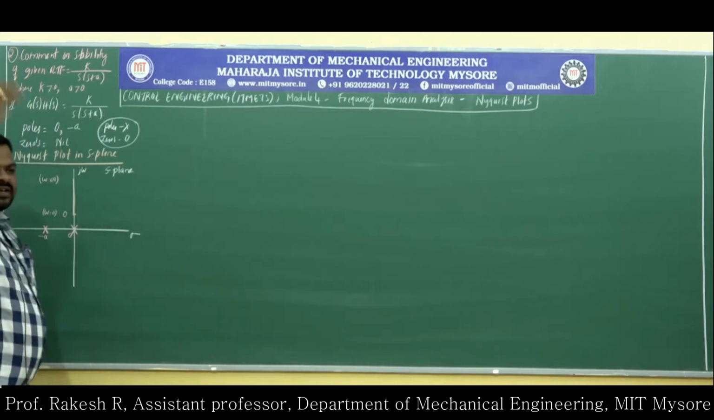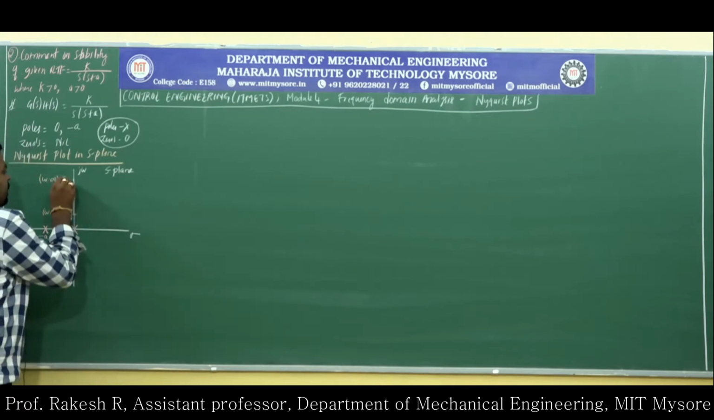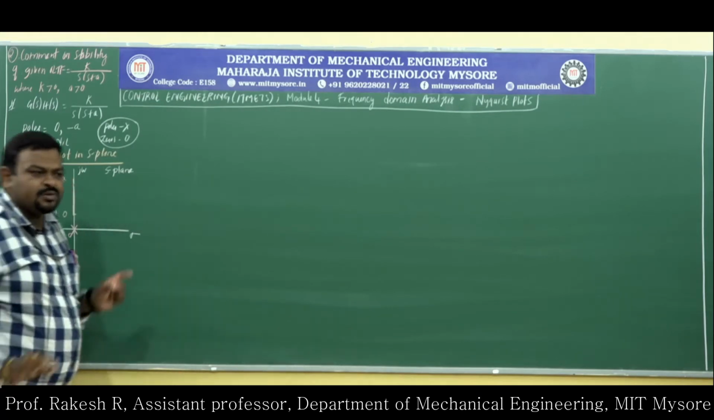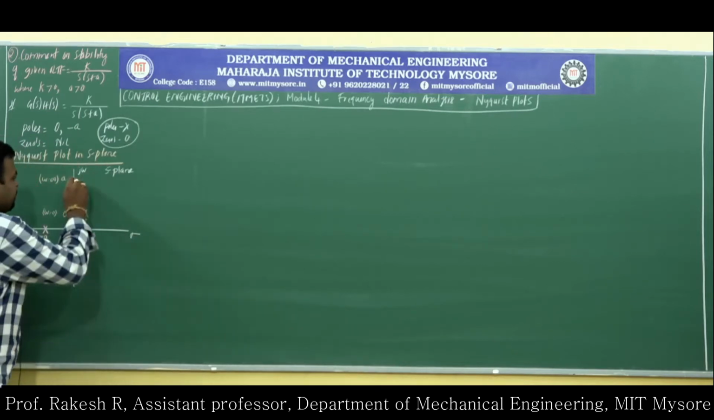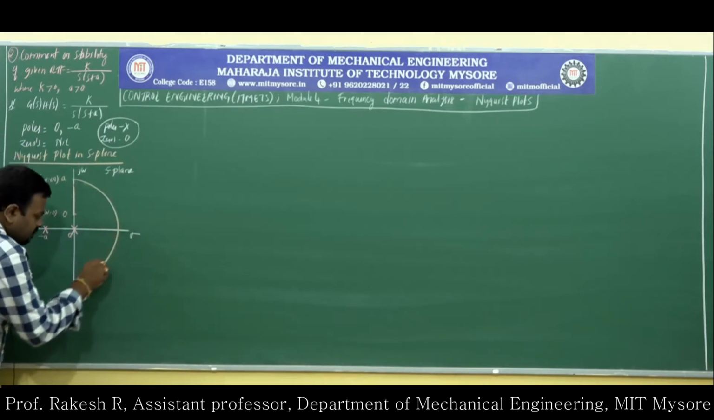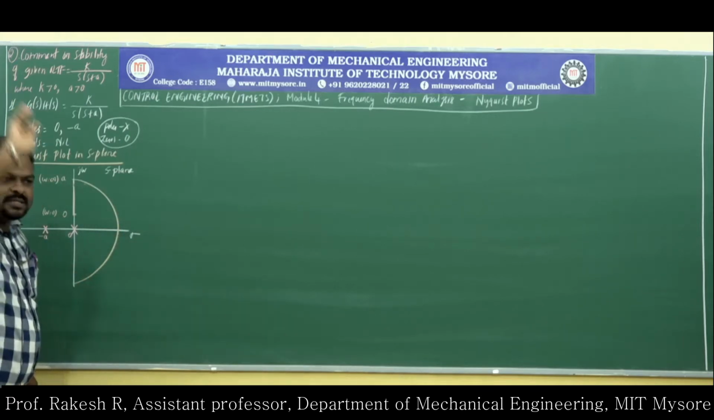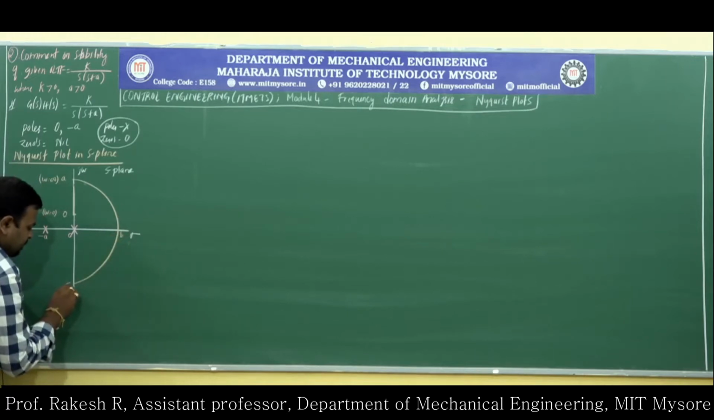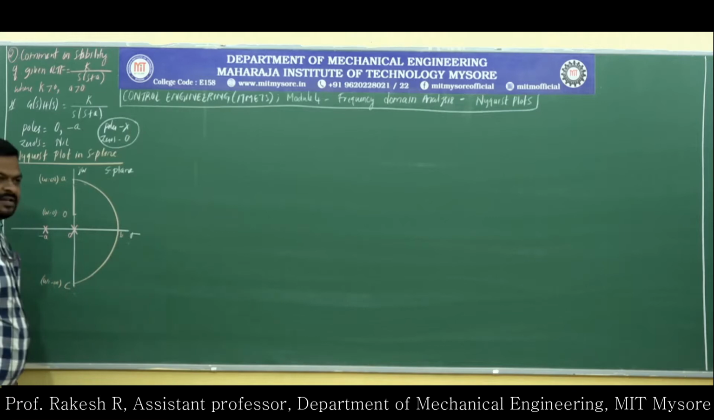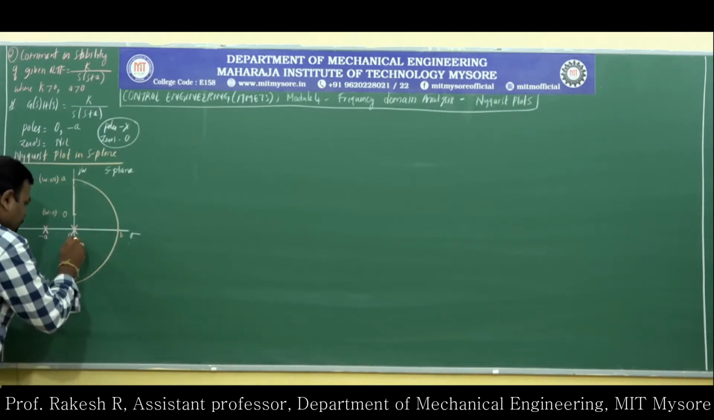Go up to plus infinity. This I will call OA. Then you search the entire right half of the S plane and go up to minus infinity. So this point I will call B, and this point I will call C. This is minus infinity. Then again come back to 0.